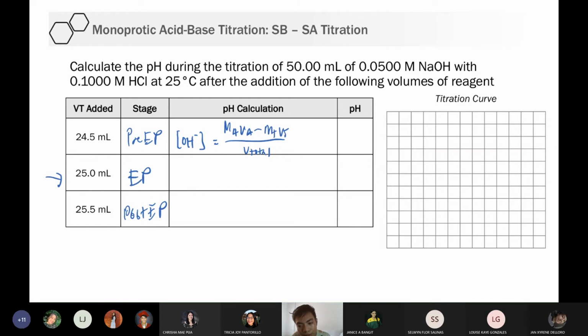Okay, so since you now know which is which, pwede na tayo mag-plug in. Okay? Plug in na natin yung MAVA pati MTVT and the V total.